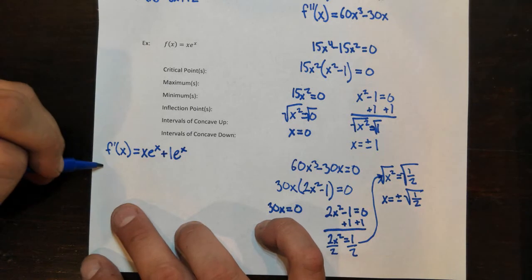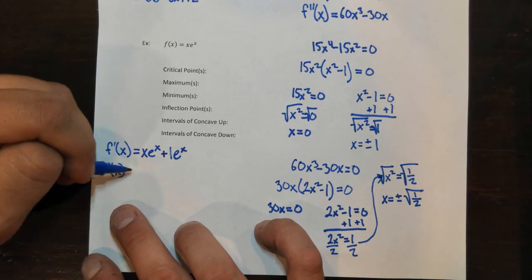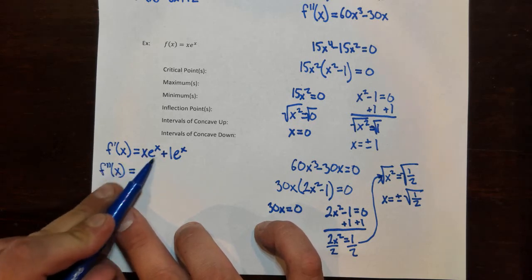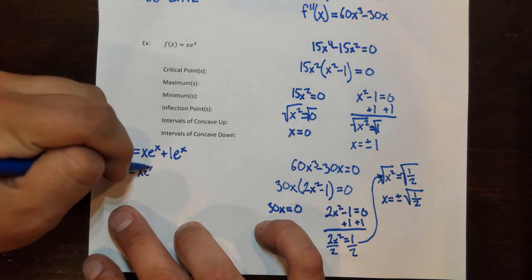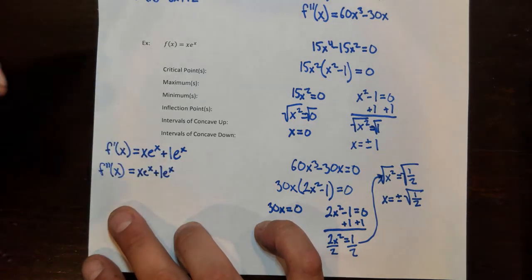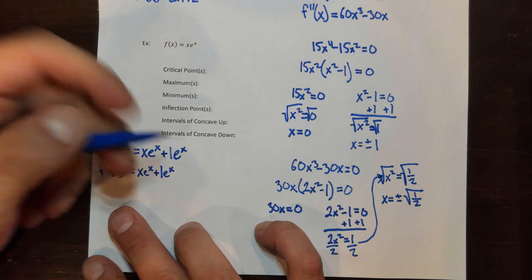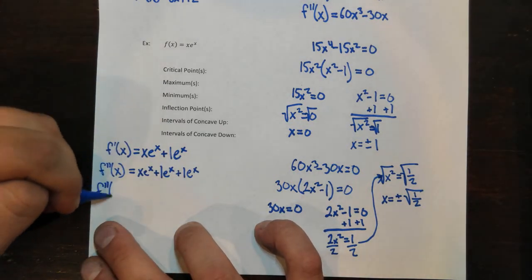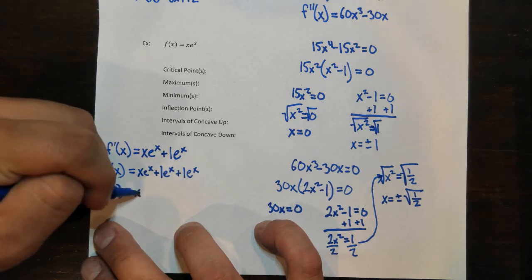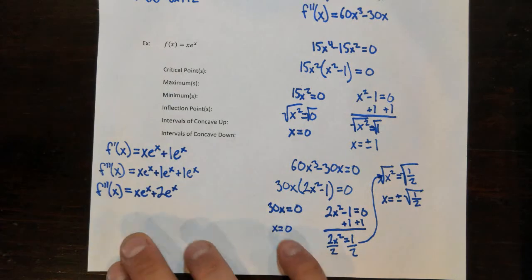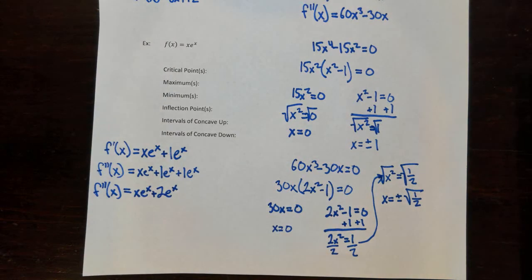And then let's find the second derivative. So the second derivative here is going to be, let's see, we're going to have to do the same thing to this again. So it's going to be x e to the x plus just 1 e to the x, and then plus 1 e to the x. And we can simplify this if you wanted to as x e to the x plus 2 e to the x.